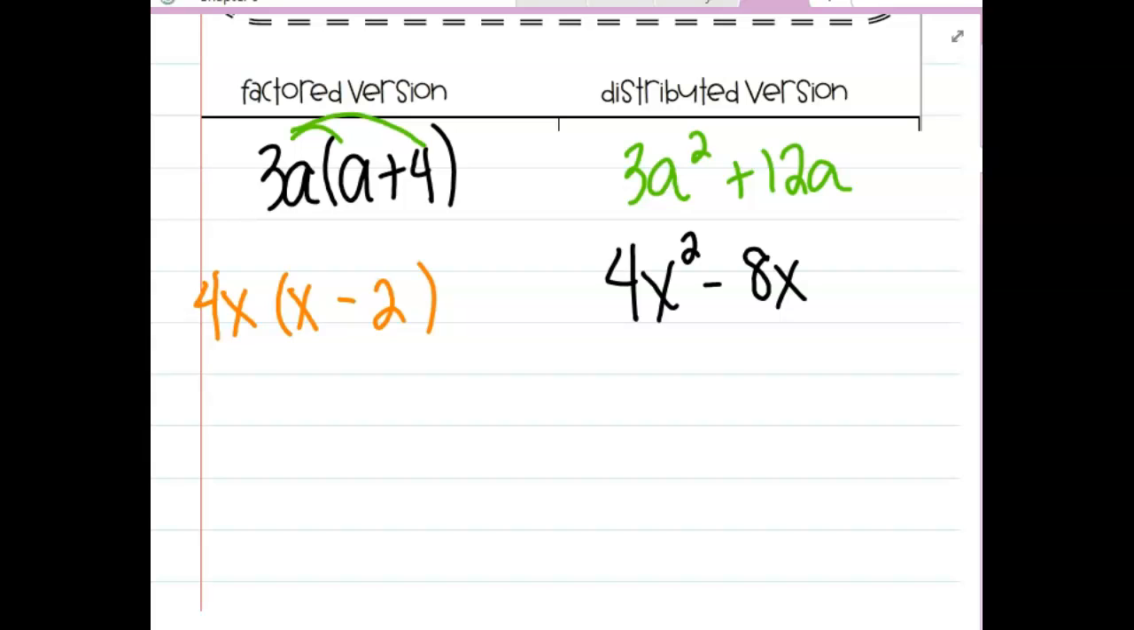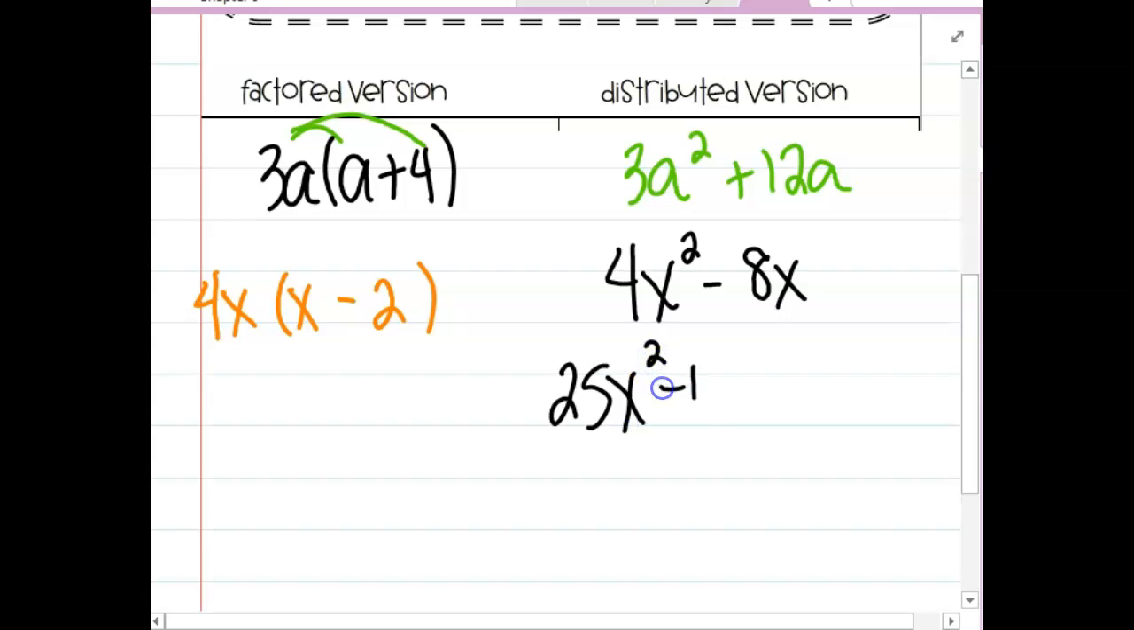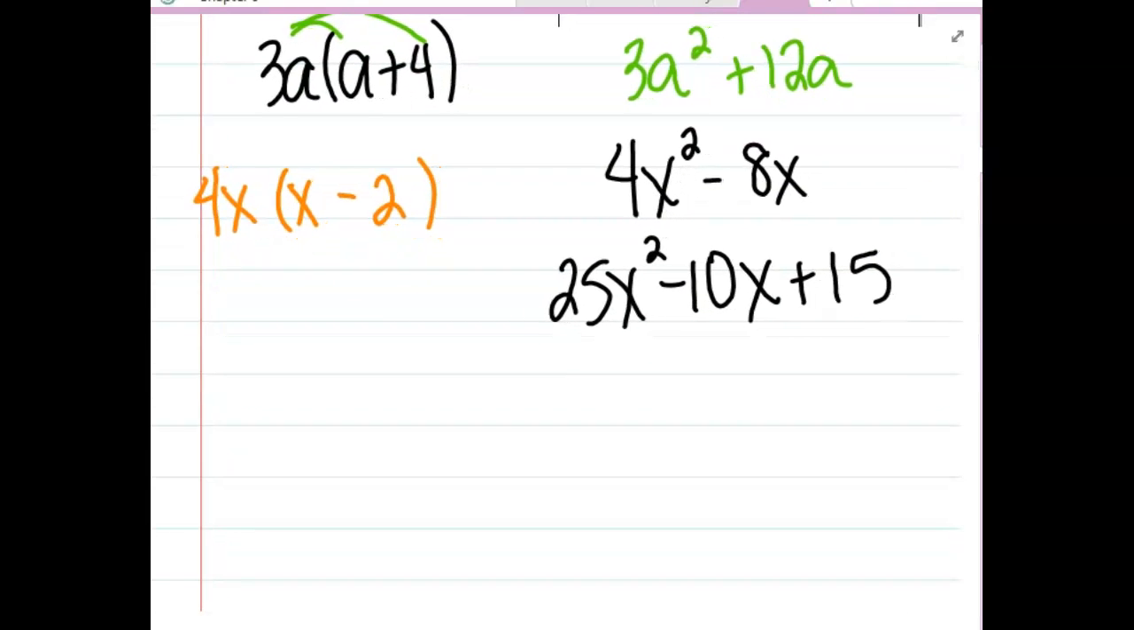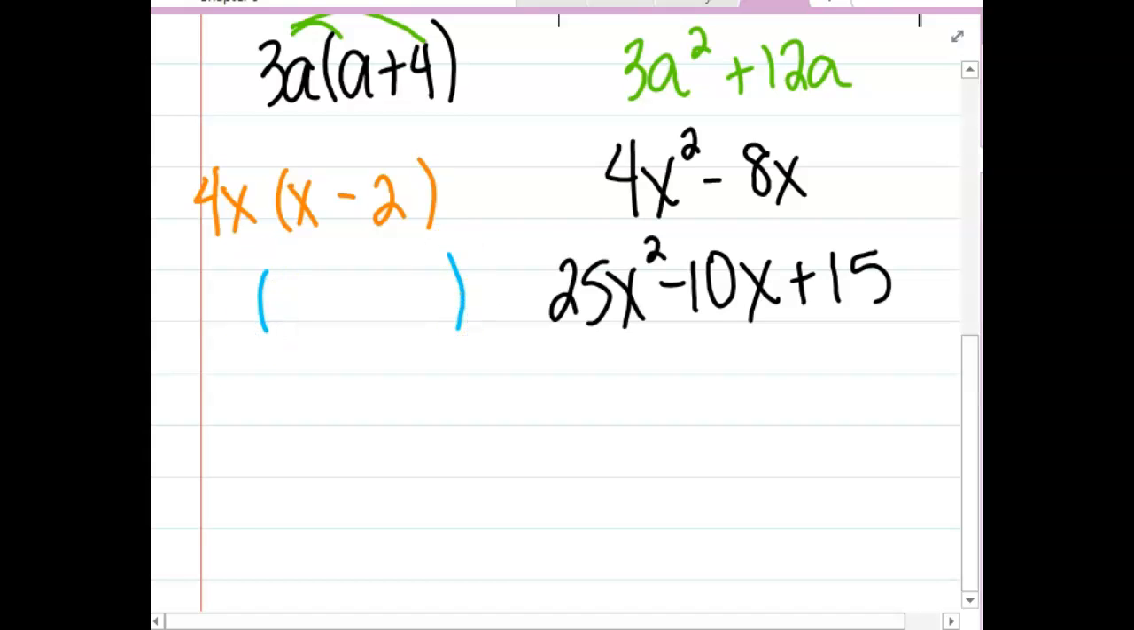Okay, so let's do 25x squared minus 10x plus 15. Okay, so if I were to ask you to factor this, I'm asking you, what could I multiply together to give me 25x squared minus 10x plus 15? I'm asking you, what distributive property problem would give me that?